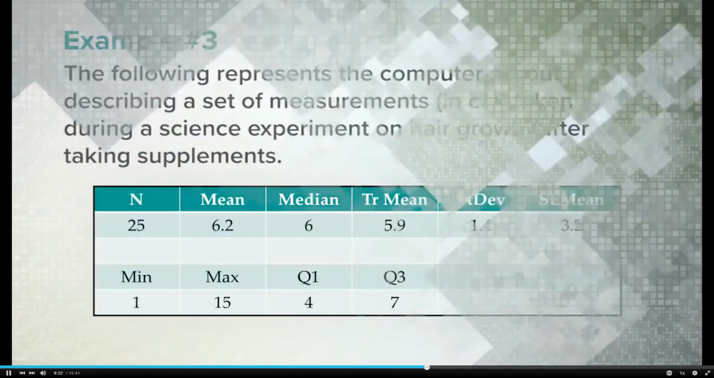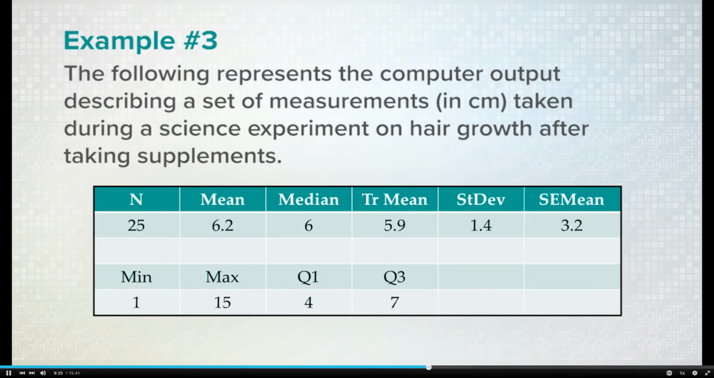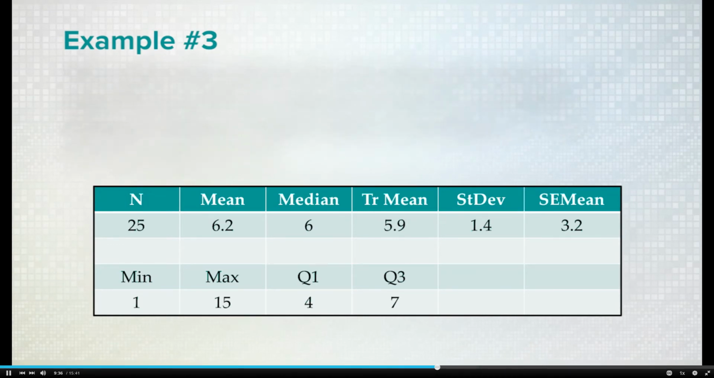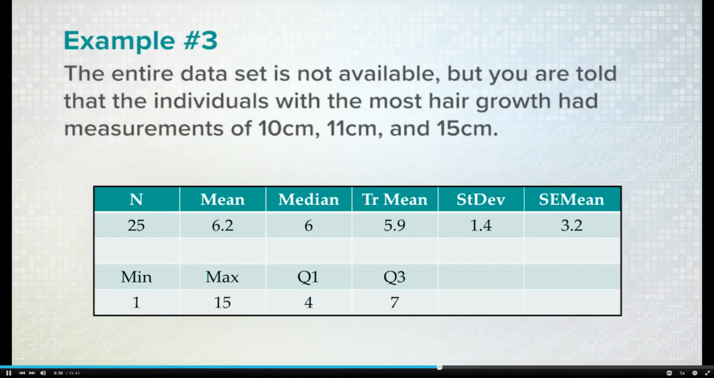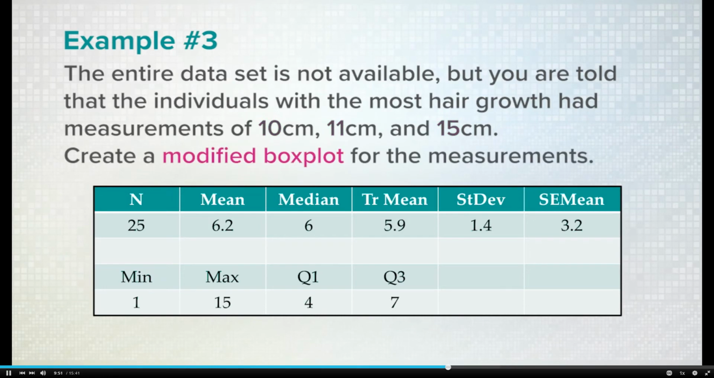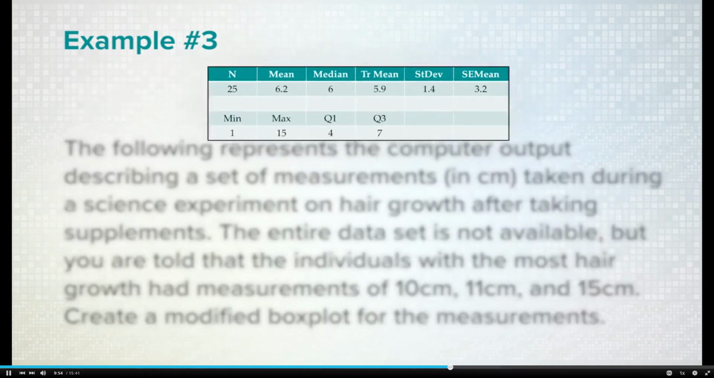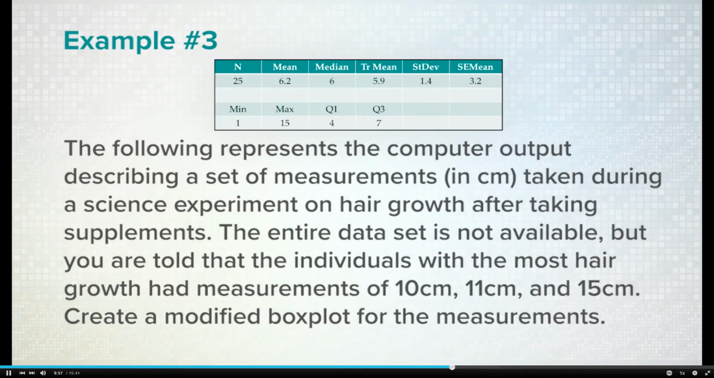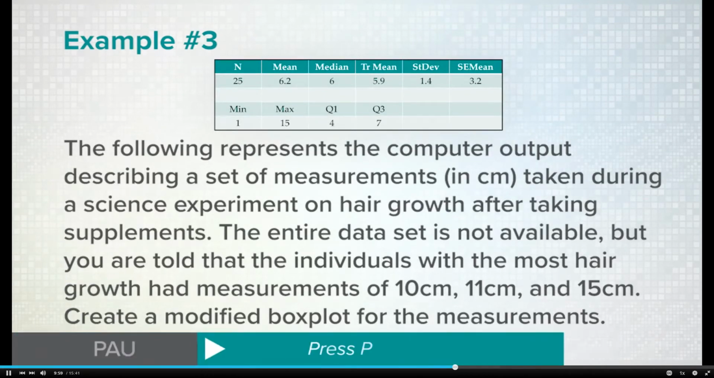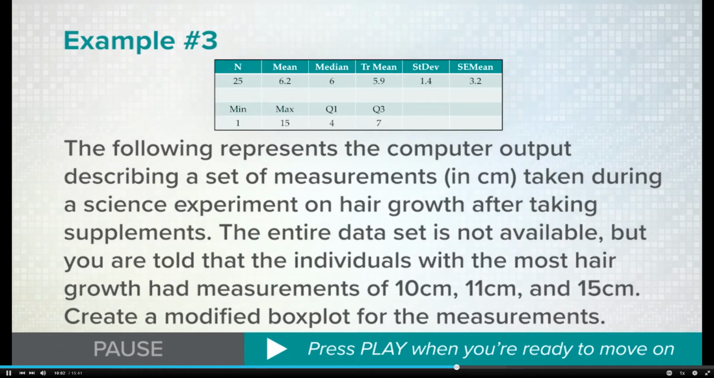Let's look at another example. In example 3, the following represents the computer output describing a set of measurements in centimeters taken during a science experiment on hair growth after taking supplements. The entire data set is not available, but you are told that individuals with the most hair growth had measurements of 10 centimeters, 11 centimeters, and 15 centimeters. Create a modified box plot for the measurements. There isn't a full set of data here, so you'll have to do this one by hand. Pause the video to write down your answer, then hit play to continue.